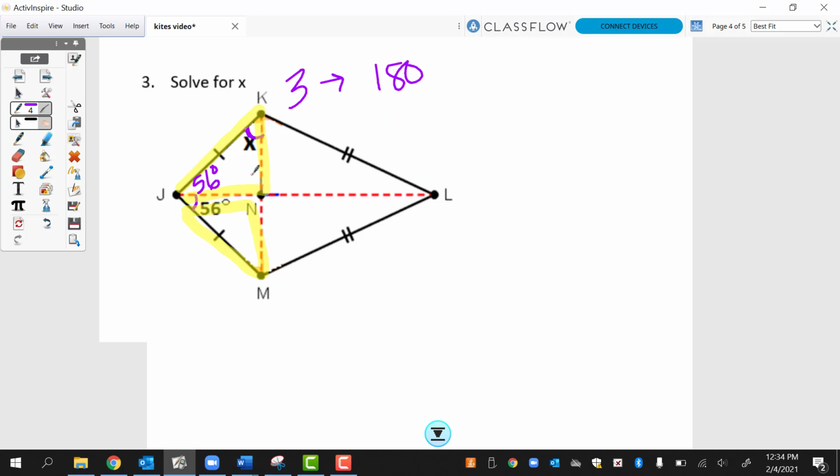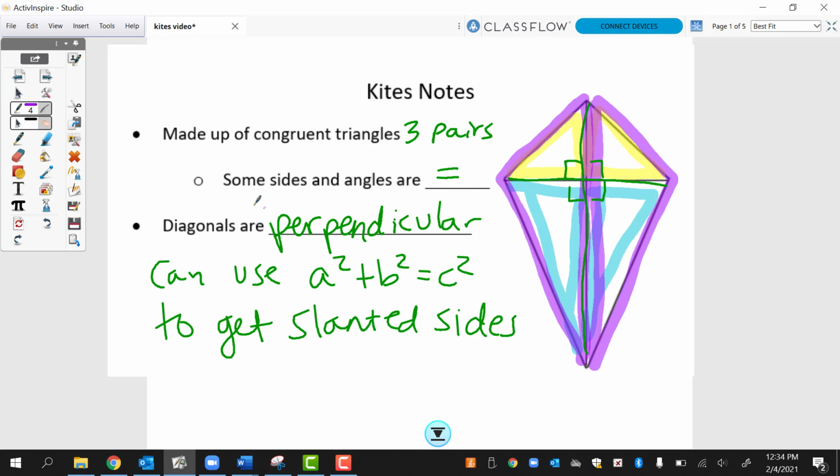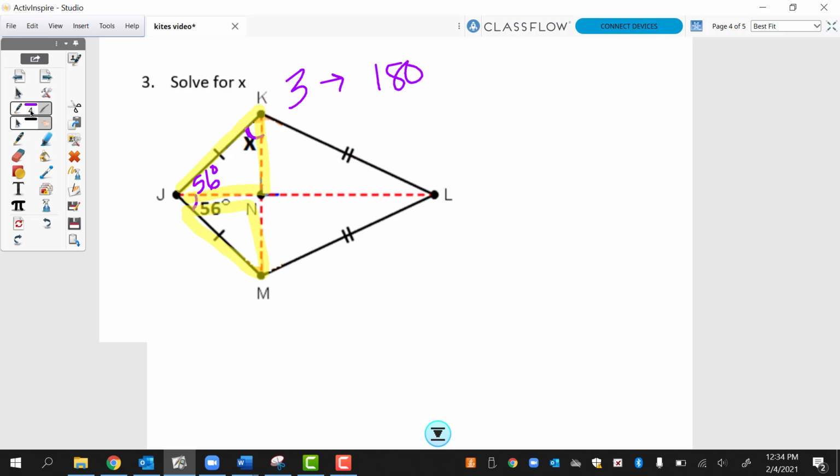The only problem is I need to know what this third angle is. Well, if we look back at our properties, the diagonals are perpendicular, so that means the angle in the middle is always 90. So I'm going to change color, and we're going to put, oh, this is supposed to be 90, the box. I'll put a 90 just to make us feel better.